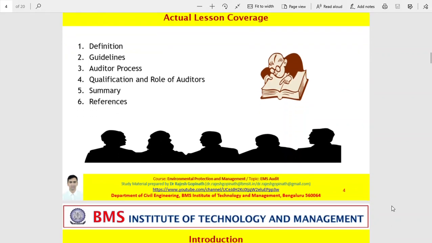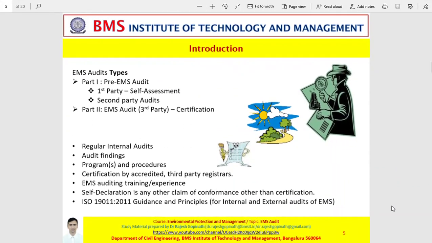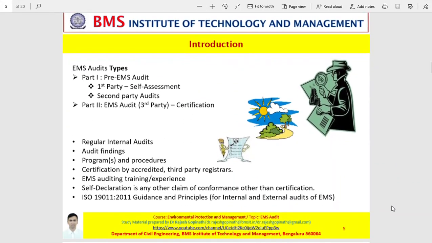Let's look at slide 5. Now, if you remember, I had told you that EMS audit is basically a certification process. Within this there are two types, that is part 1 and part 2. While part 1 is a pre-EMS audit which is carried out by first party and second party, which is only a self-assessment, wherein either the organization has an internal expert within the organization who carries it out, first party, or the organization appoints a consultant from outside to review it, second party. However, it is only part 2, third party EMS audit, which is the certification process.